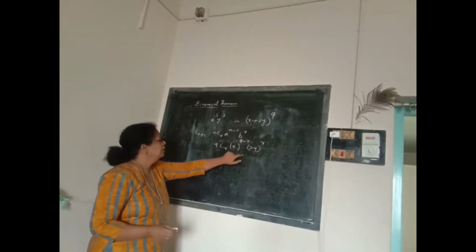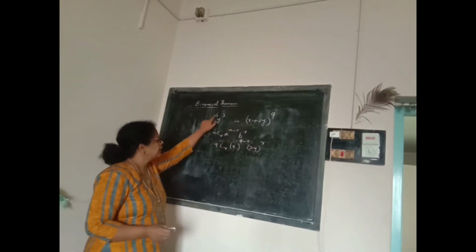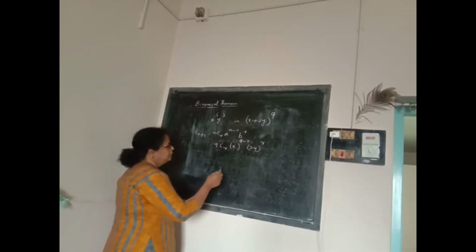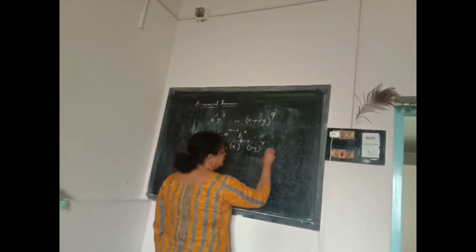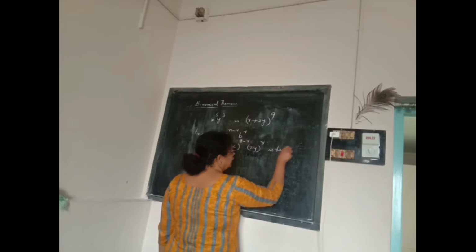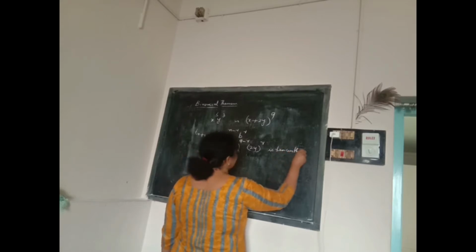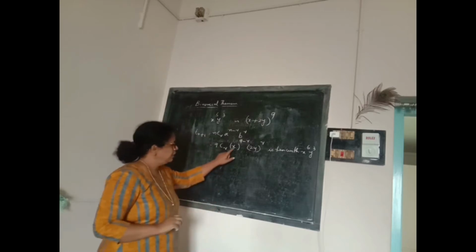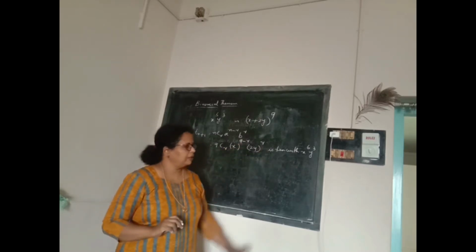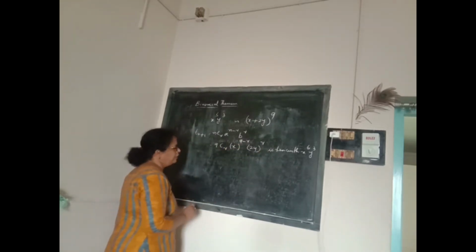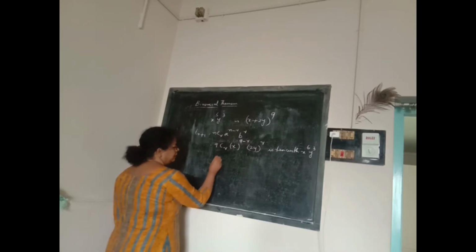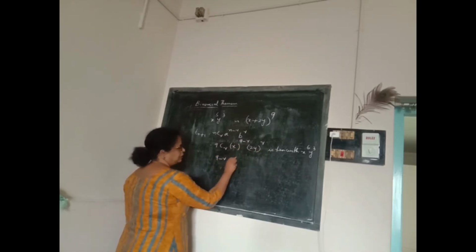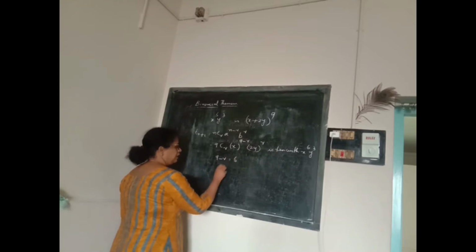This general term has x raised to 6 y raised to 2. Okay, so this is the term with x raised to 6 y cubed. So let us equate the power of x and the power of y. When we equate the power of x, 9 minus r is the power of x. What is there? It is 6. So we will get r equal to 3.